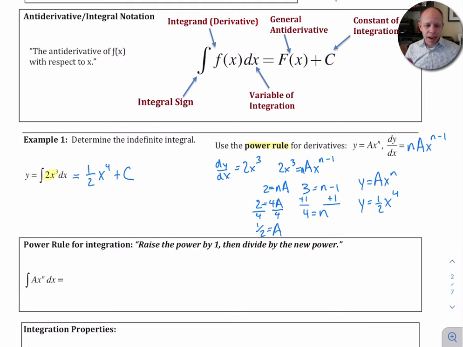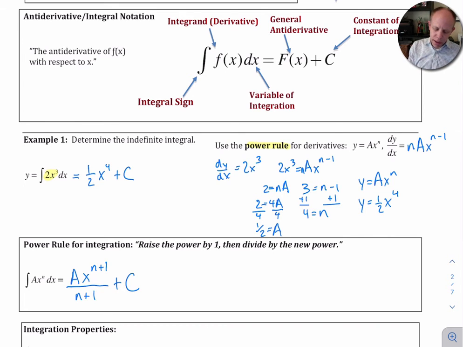So if you have an antiderivative of a power in the form ax to the n, you basically raise the power by 1 and then divide by the new power. Okay, so we keep the a there. We raise the power by 1, so n plus 1, and then we divide by that new power, which is n plus 1. And of course, don't forget the plus c.